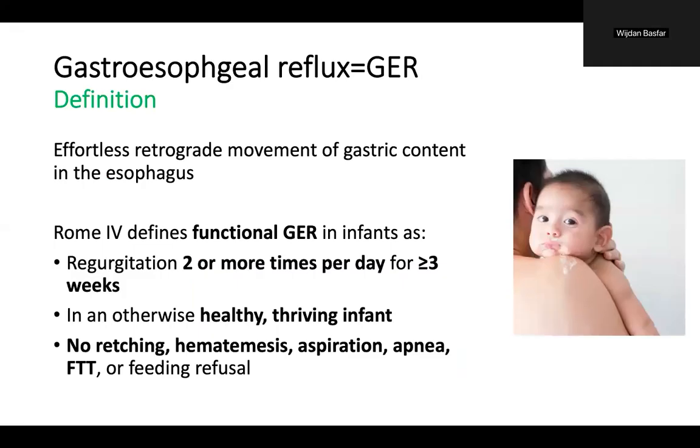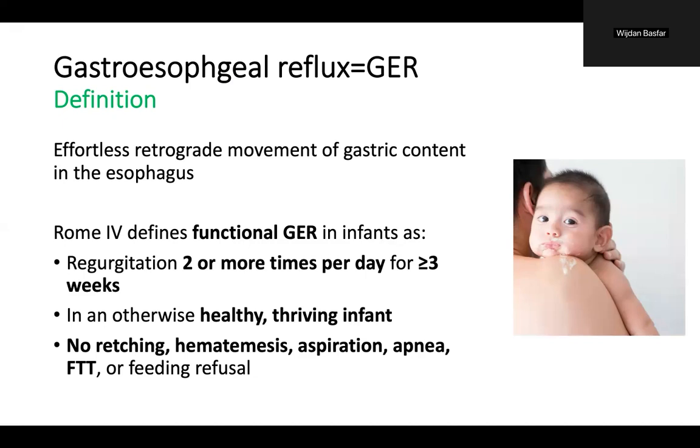So gastroesophageal reflux is the effortless retrograde movement of gastric content into the esophagus, which then comes up in the mouth or nose. Rome IV defines it as regurgitation 2 or more times per day for 3 or more weeks in an otherwise healthy, thriving infant, with no retching, hematemesis, aspiration, apnea, failure to thrive, or feeding refusal. Very important. Gastroesophageal reflux is very common.